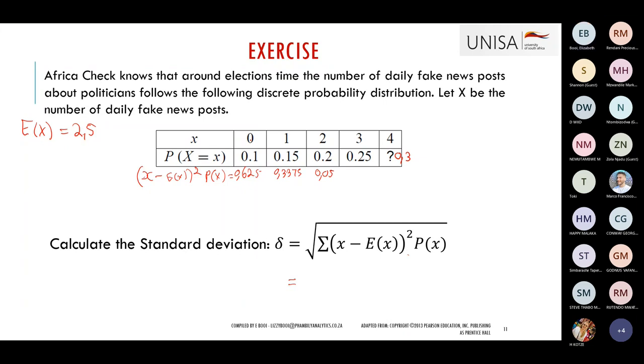Three minus 2.5 equals. Square the answer and multiply that with 0.25 equals what you get. 0.0625. Let's go to the last one. It is 4 minus 2.5 equals, square the answer, you get 2.25, right? Multiply that with 0.3, what do you get?